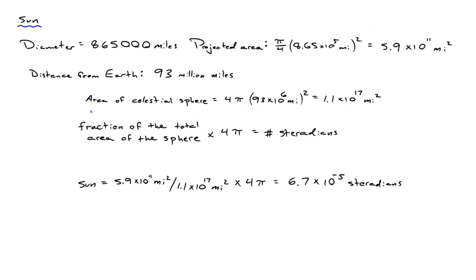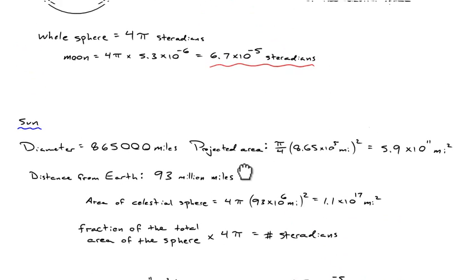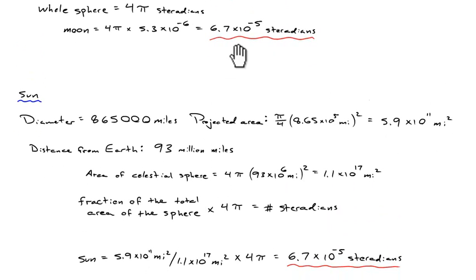So let's do the same thing we did with the Moon. We're going to take the fraction of the area of the celestial sphere occupied by the Sun, multiply that by 4 pi, and we'll come up with the number of steradians that the Sun occupies in the sky. So we take this 5.9 times 10 to the 11th, the projected area of the Sun, divide that by the area of the celestial sphere, multiply by 4 pi, and we come up with a value of 6.7 times 10 to the minus 5th steradians. Compare this number, about 7 times 10 to the minus 5th, with that of the Moon. To two significant figures, we get the exact same value.